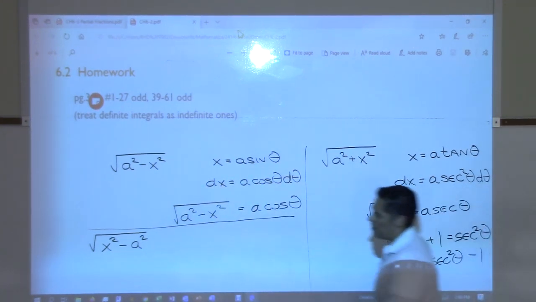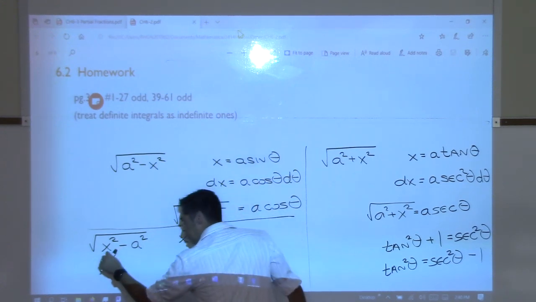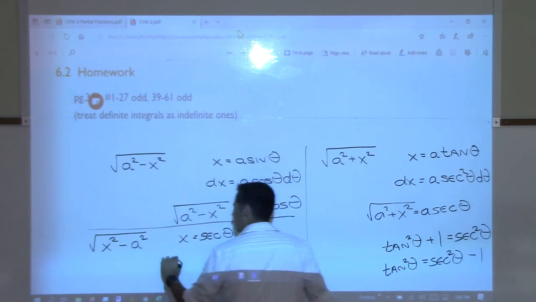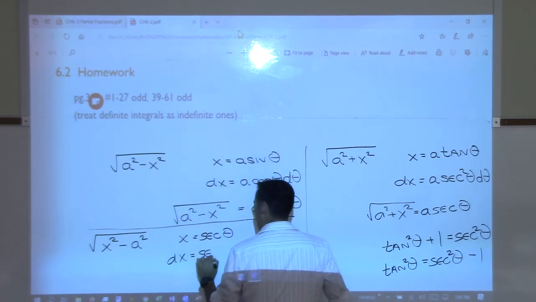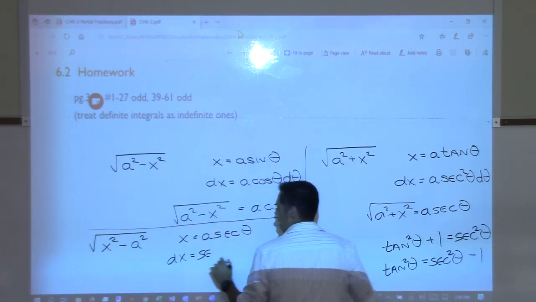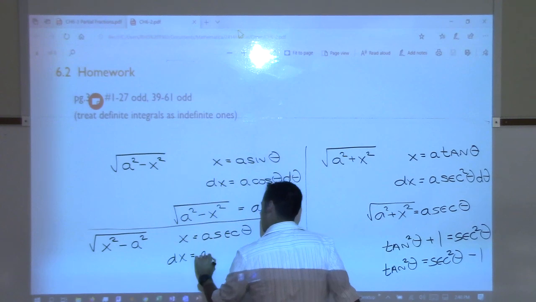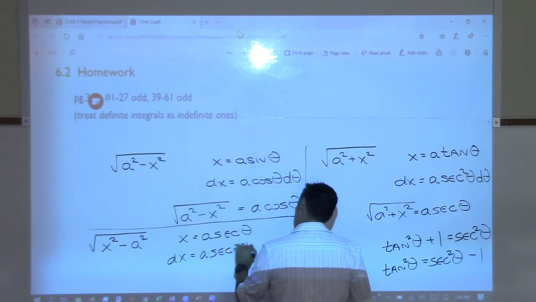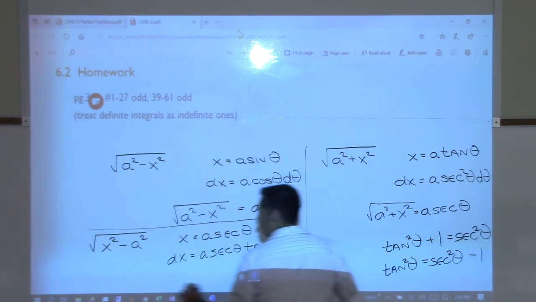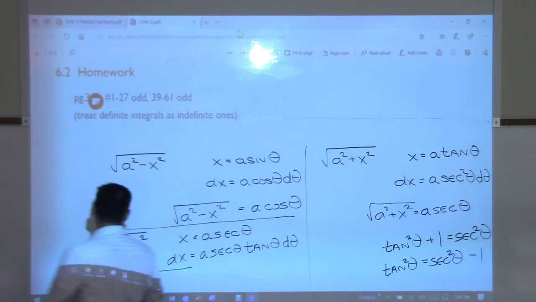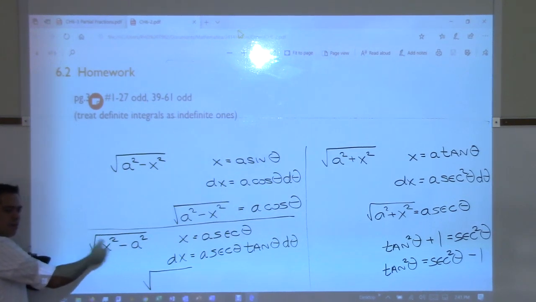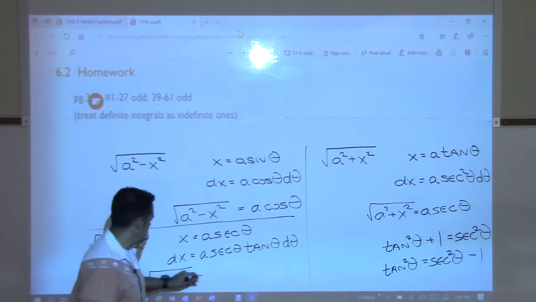So what is your x going to be here? It's the trig thing that's here, which is a secant theta. dx would be just the derivative of that, a secant theta tangent theta d theta. And then what would that ugly root thing turn into? If this is secant squared theta minus 1, then that's really tangent squared theta, and you take the square root. So this should turn into a tan theta.